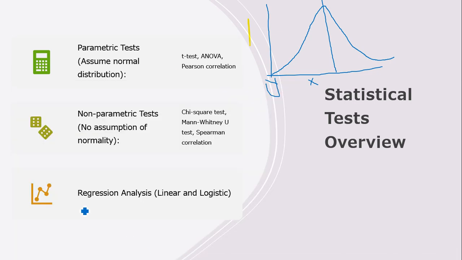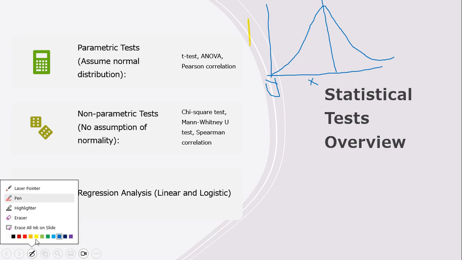But sometimes your data is not normally distributed. So how does data that is not normally distributed look like? It will look like this.